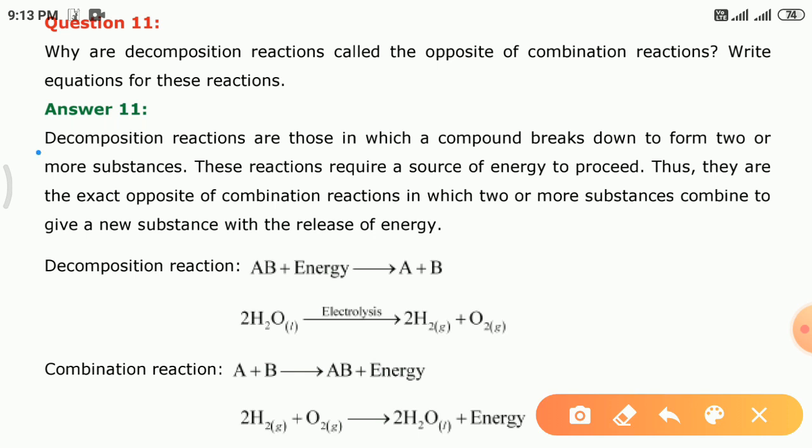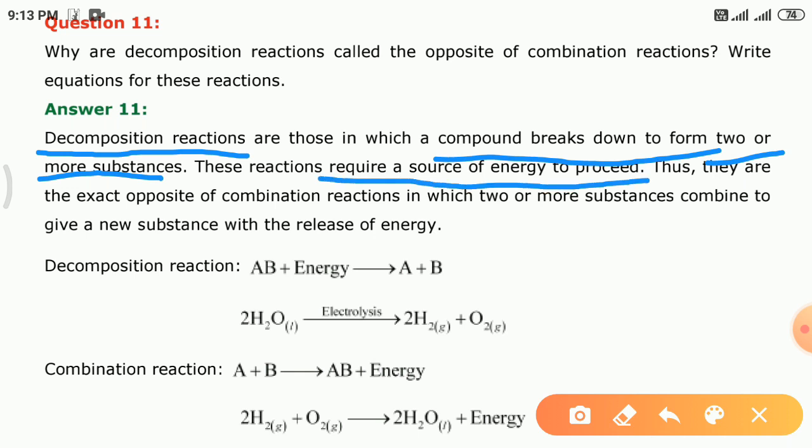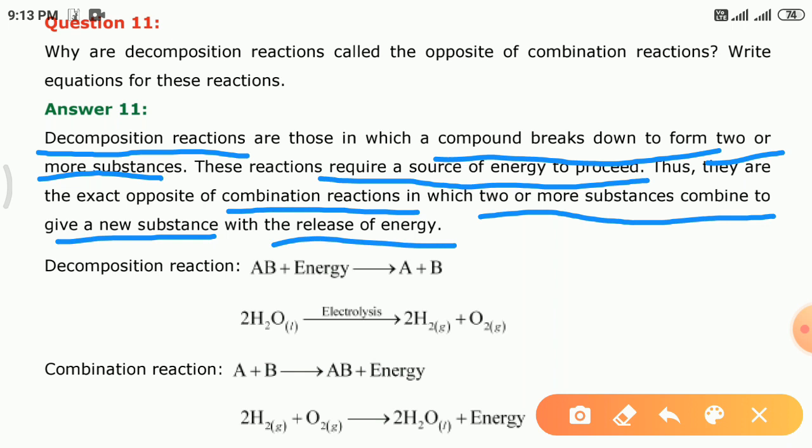Decomposition reactions are those in which a compound breaks down to form two or more substances. These reactions require a source of energy to proceed. Thus, they are the exact opposite of combination reactions, in which two or more substances combine to give a new substance with the release of energy.